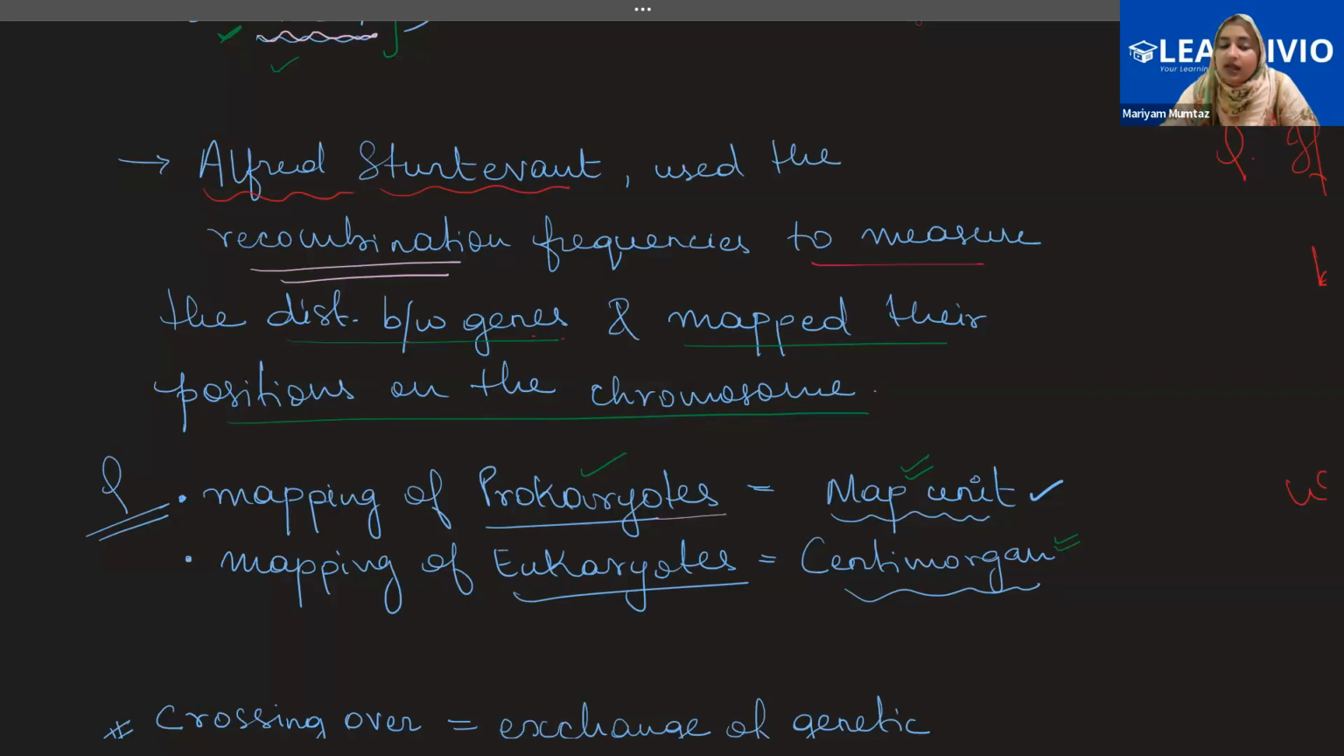So when this mapping was done for prokaryotes, the unit that was used was map unit. And when the mapping was done for the eukaryotes, the unit that was used was centimorgan.